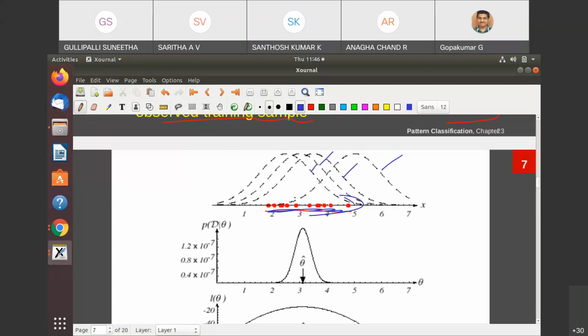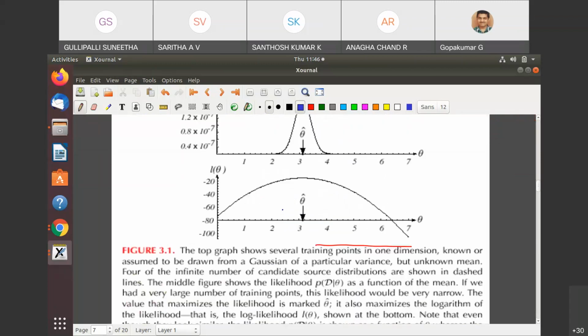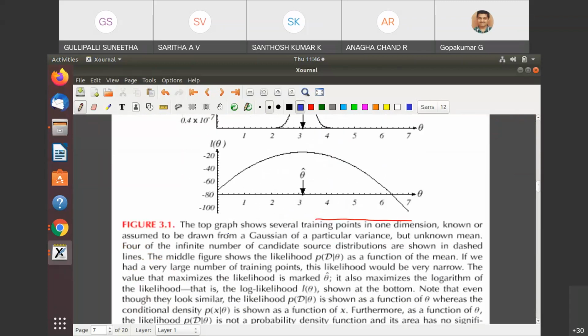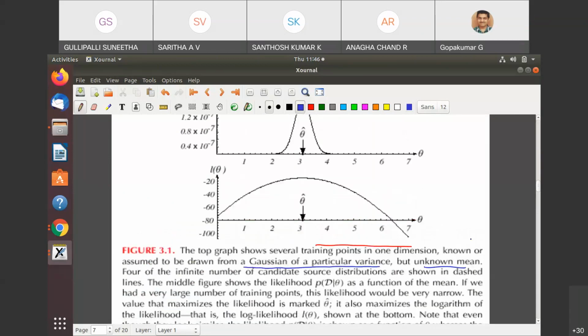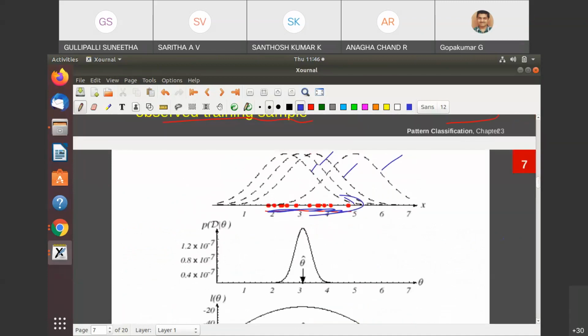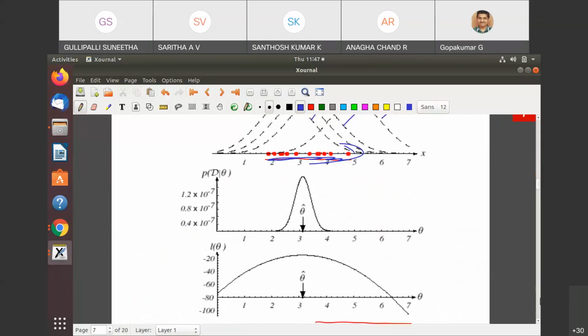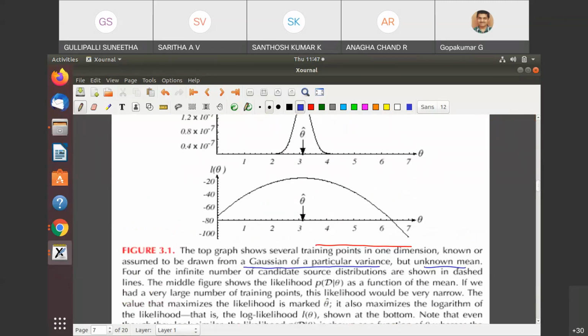The first topmost curve represents one such case. We are assuming that they are drawn from a Gaussian with a particular variance but unknown mean. There can be different cases because we have two parameters, the mean value mu and the variance. There can be cases with a different mean and the same variance, or arbitrary values for sigma or mu. This is just an example for a particular variance but unknown mean value.